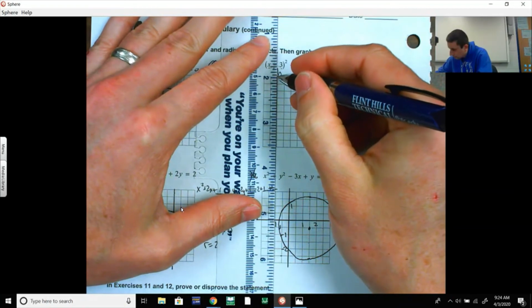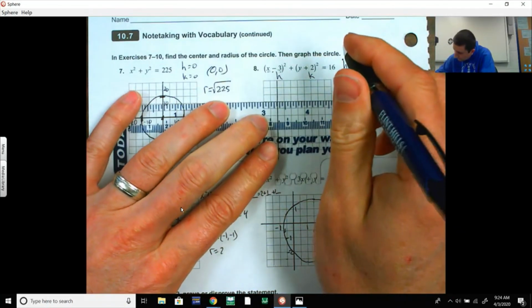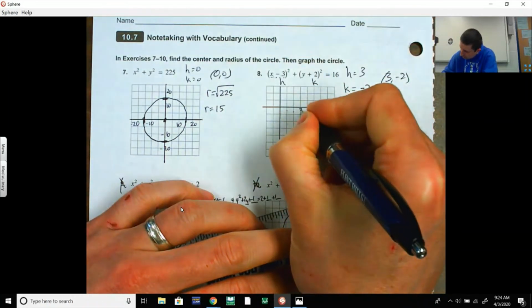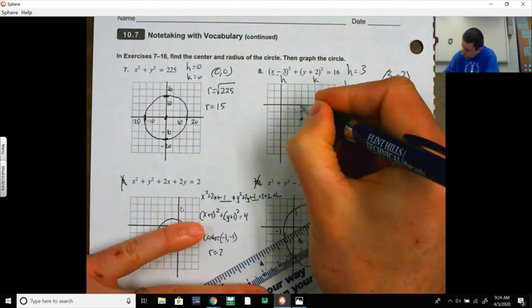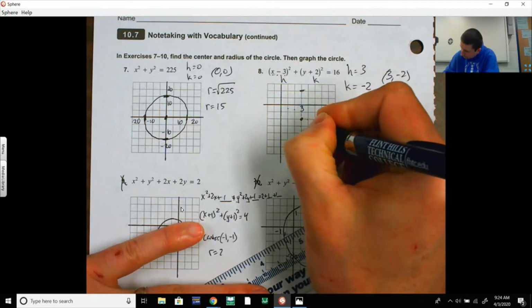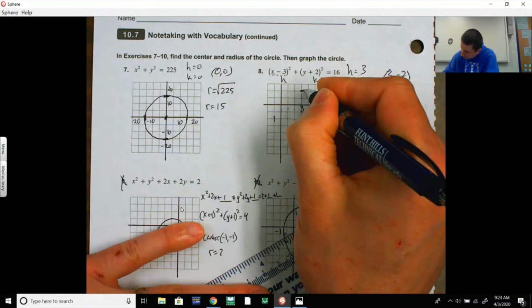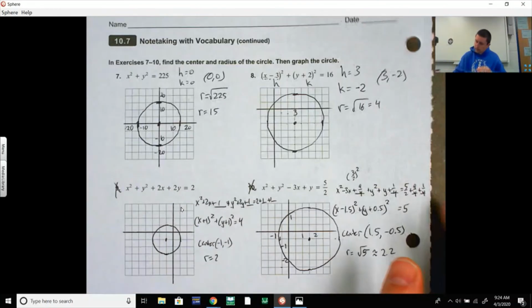So let's move our y-axis there. And we'll go right there. So 1, 2, 3, 1, 2, 3, negative 2. Our radius is 4, so 1, 2, 3, 4 up. 1, 2, 3, 4 to the right. 1, 2, 3, 4 down. 1, 2, 3, 4 to the left. There you have it.